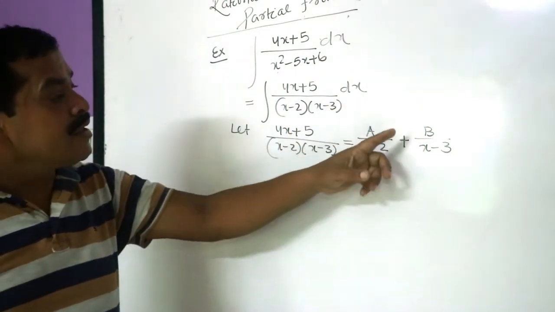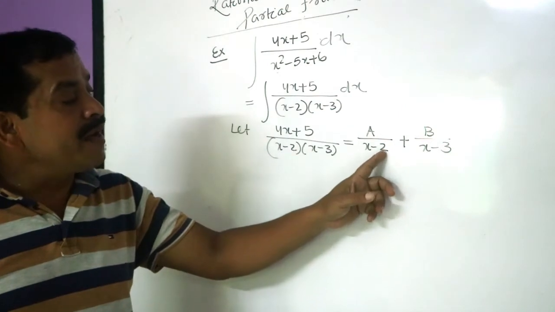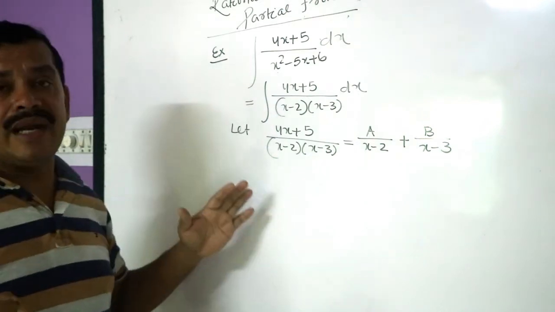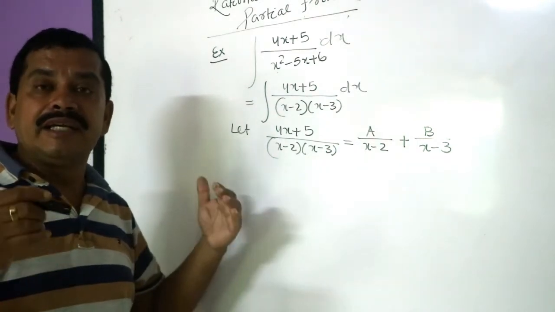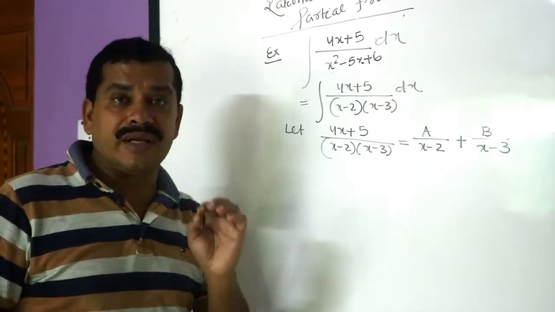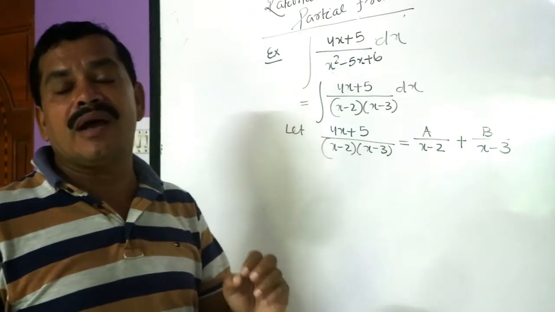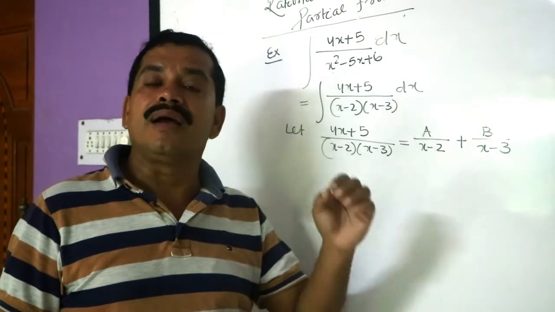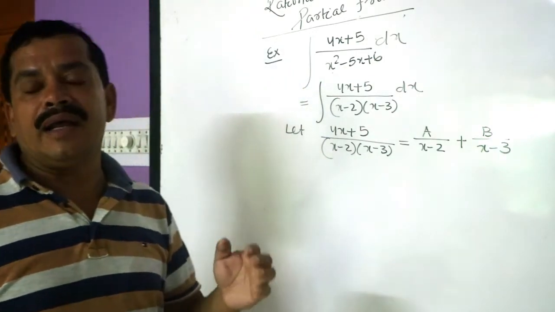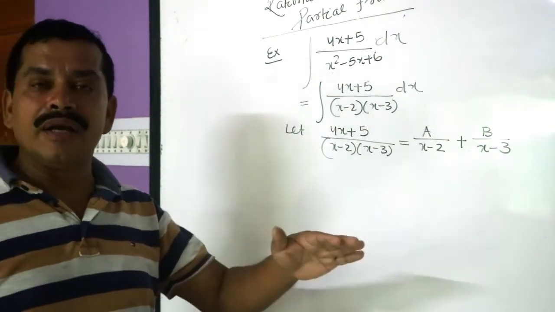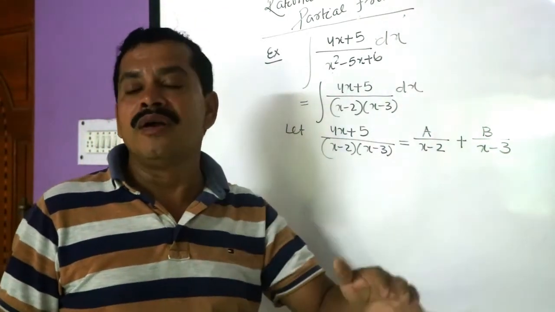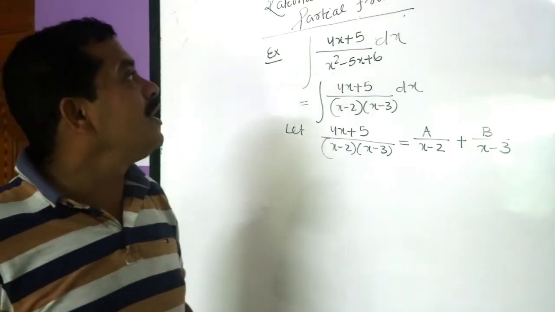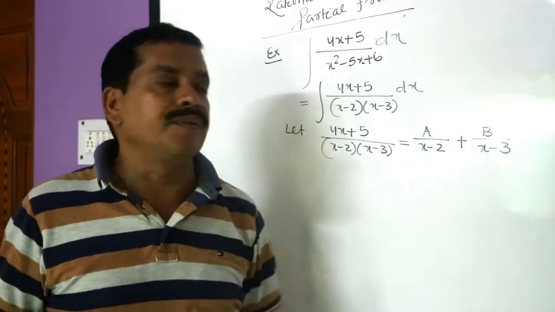If there are three factors, then you can take A/(x - 2) + B/(x - 3) + C/ another term. First you factorize q of x, then the technique depends upon the factor. There are four cases. One case is if the factors are linear and non-repeated. Second case is if the factors are linear and repeated. And another case is non-linear, non-repeated, and non-linear, repeated. For each case, I shall give an example. Then you can easily solve the integration by using partial fractions.